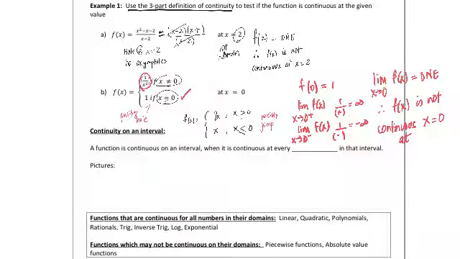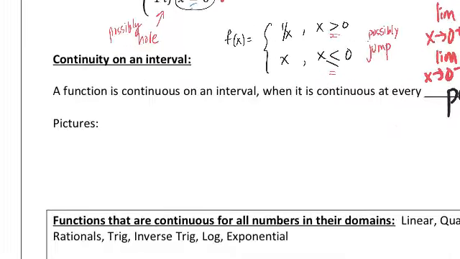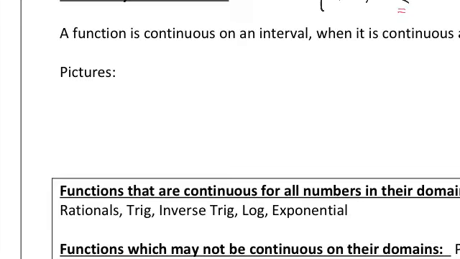Okay, continuity on an interval. So this was continuity at a point. Continuity on an interval means f of x has to be continuous at every point in the interval. So let's take a look at what that means. I want to show you 4 pictures. It's a little bit of an obscure concept, but it does come in handy to understand this.